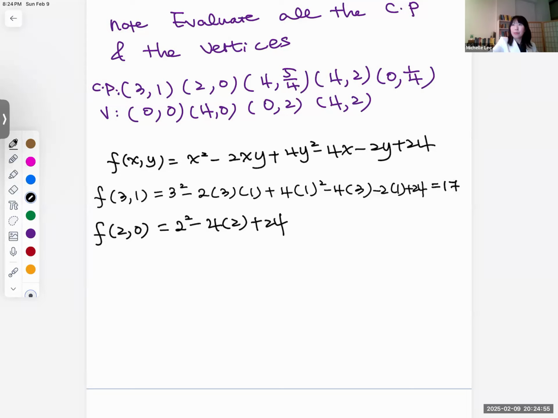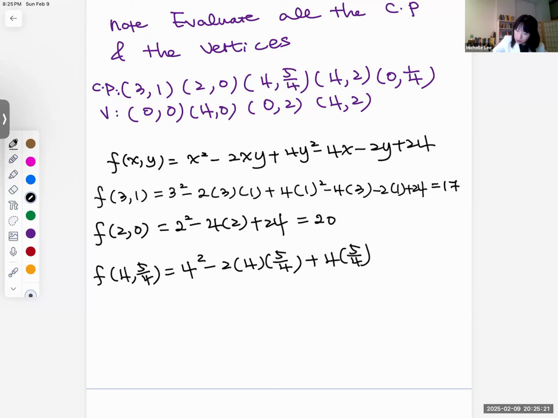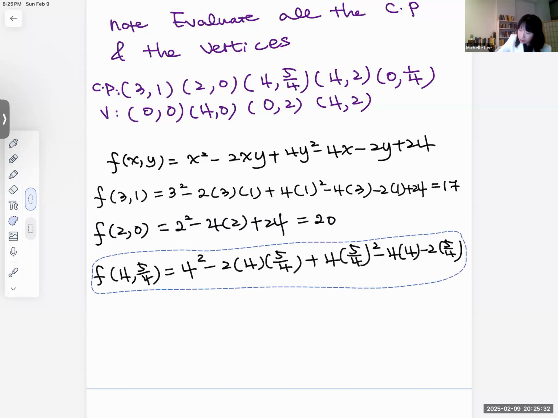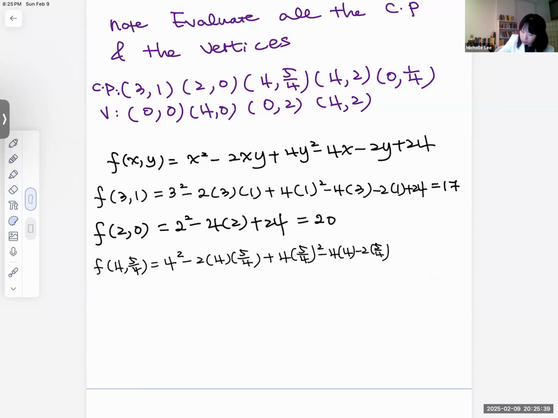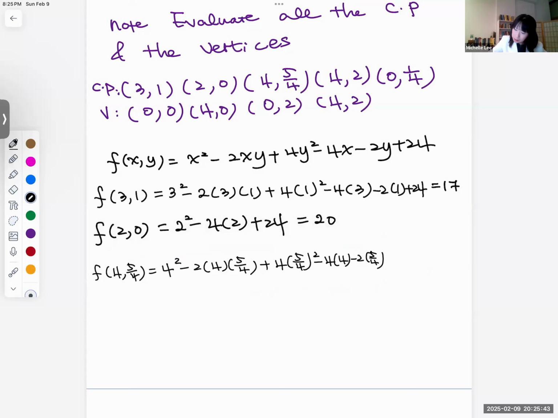2, 0. It's 20? Okay, now we have 4 and 5 over 4. 4 squared minus 2 times 4 times 5 over 4 plus 4 times 5 over 4 squared minus 4 times 4 minus 2 times 5 over 4, and plus 24. What did you get?